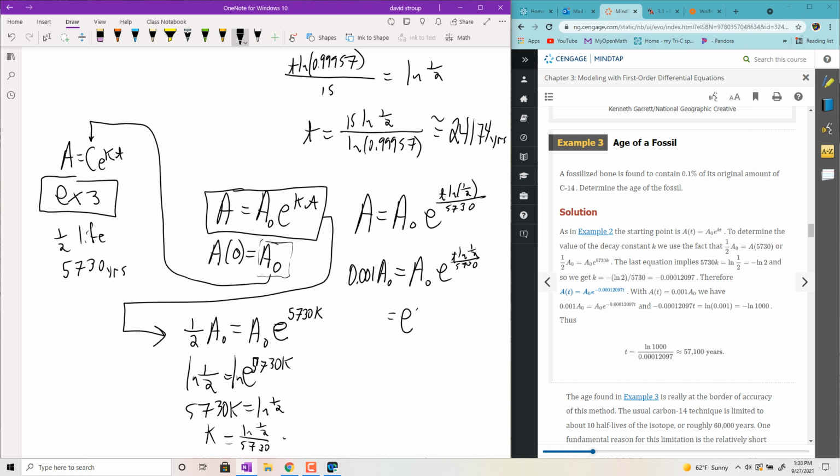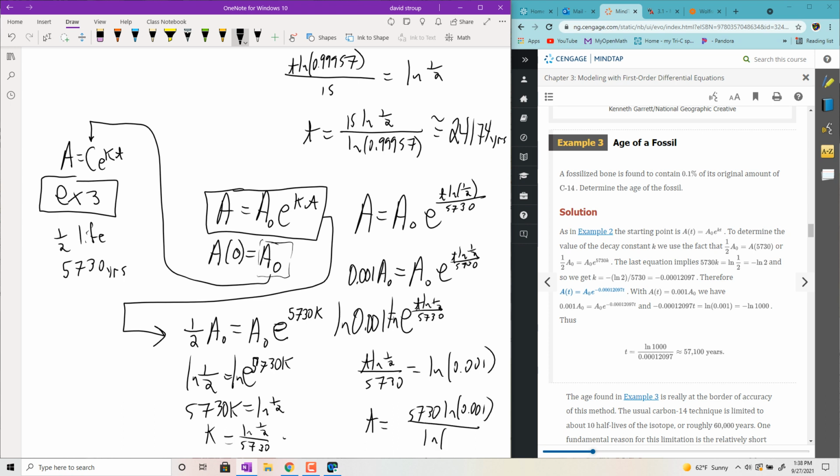Okay, so dividing both sides by A sub 0, you get 0.001 on one side, and e to the t ln of 1/2 all over 5730 on the other side. Take natural logs on both sides, and you get t ln of 1/2 all over 5730 equals ln of 0.001. Multiply by the reciprocal. So I get t equals 5730 ln of 0.001 all over ln of 1/2.